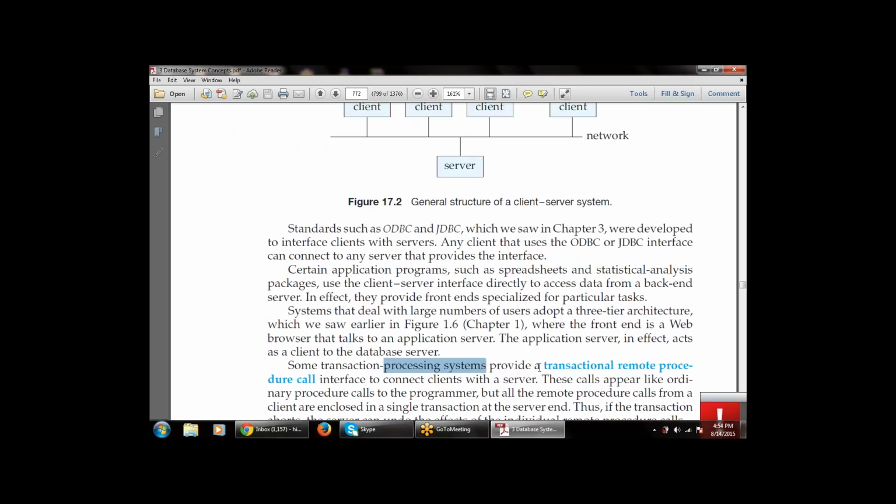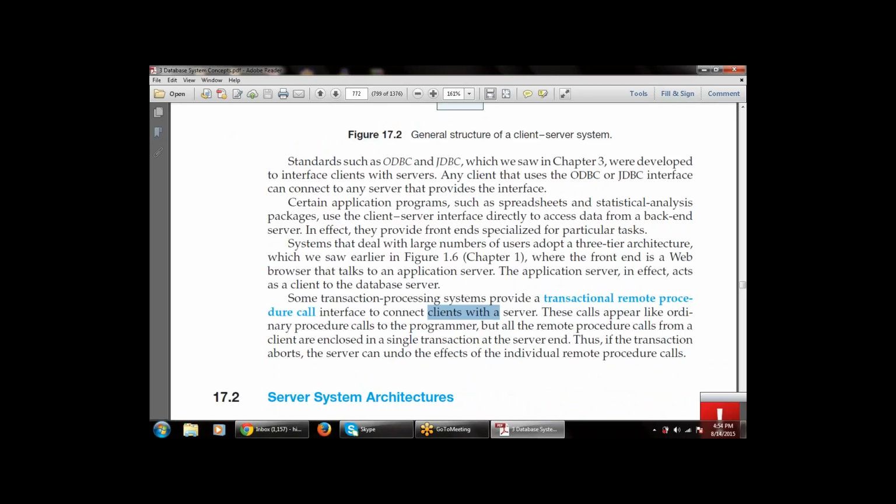Some transaction processing systems provide a transactional remote procedure call interface to connect clients with the server. These calls appear like ordinary procedure calls to the programmer, but all the remote procedure calls from a client are enclosed in a single transaction at the server end. Therefore, if the transaction aborts, the server can undo the effects of the individual remote procedure calls.